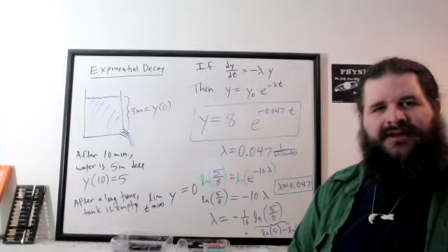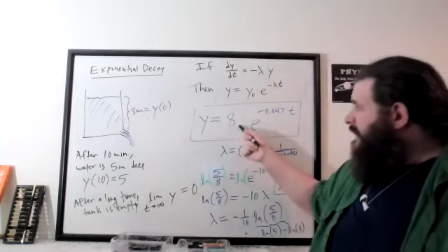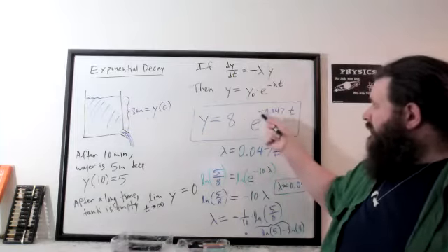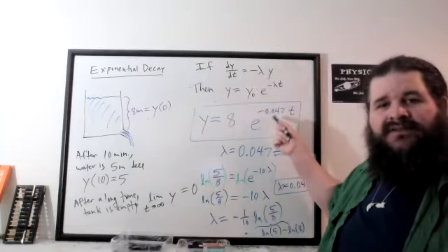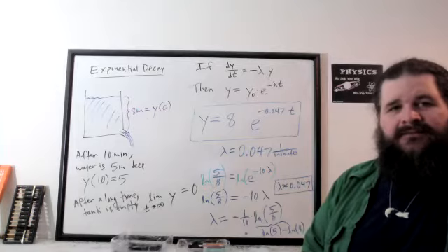What was that 8 measuring in the first place? Yeah, that was the 8 meters. So it's really 8 meters times e to the negative 0.047 inverse minutes times time. So if you fill in the units of measurement, that's what they would be.